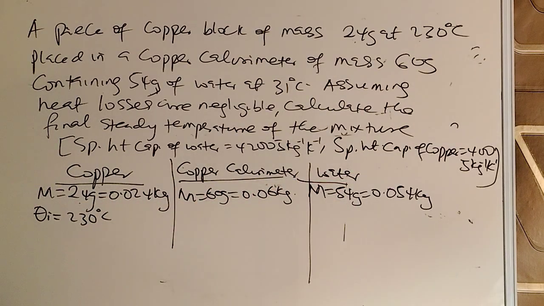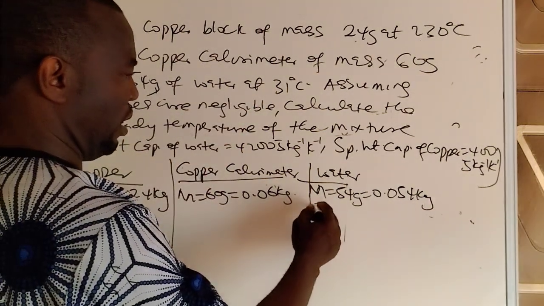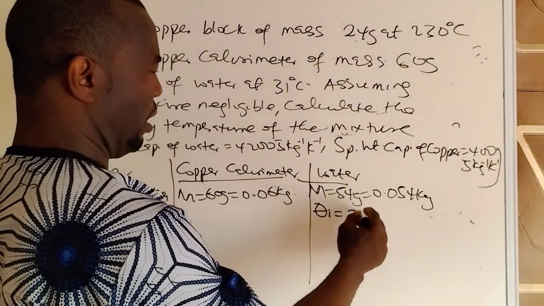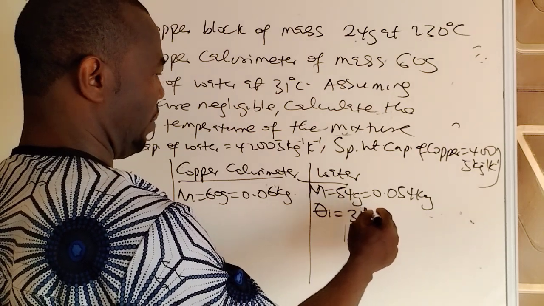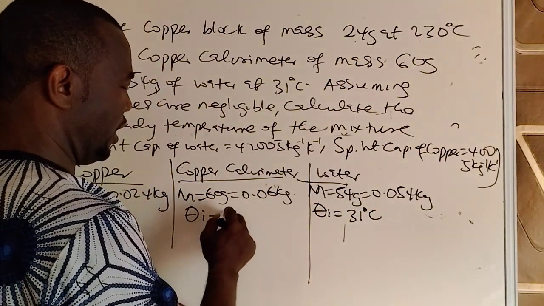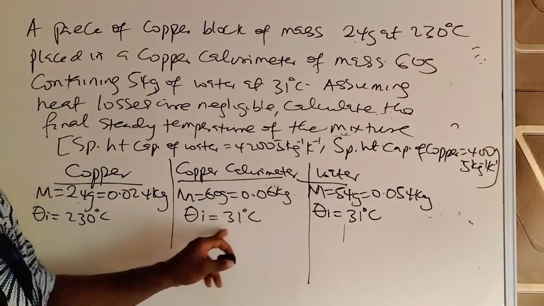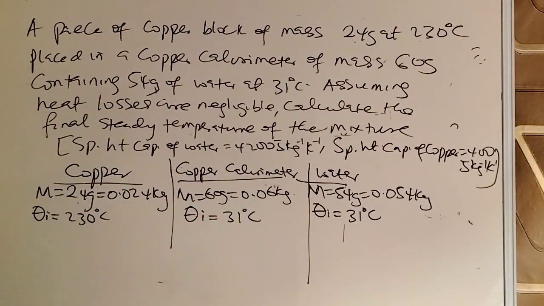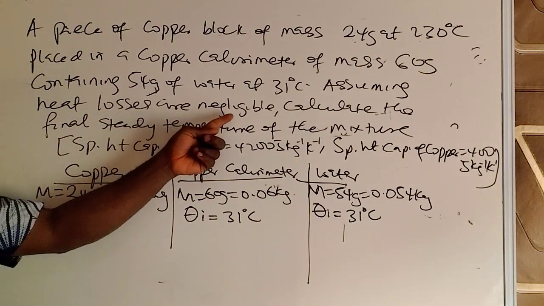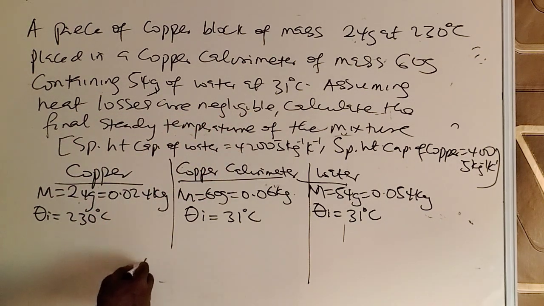Okay. Then the water is at the temperature of 31. Remember that the water and the calorimeter are together. Since the two are together, they will attain thermal equilibrium and they will have the same initial temperature. As I explained in the experiment, when 2 items are together, they will have the same initial temperature. So, assuming heat losses are negligible, calculate the final temperature. We're looking for the final.